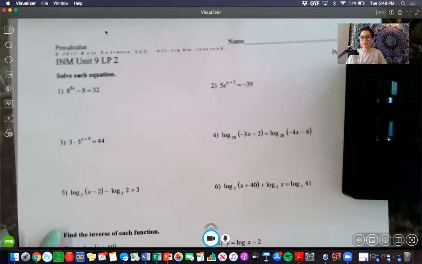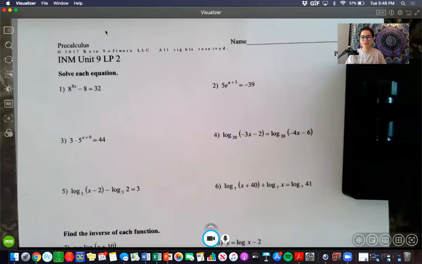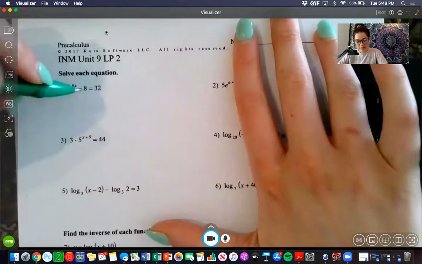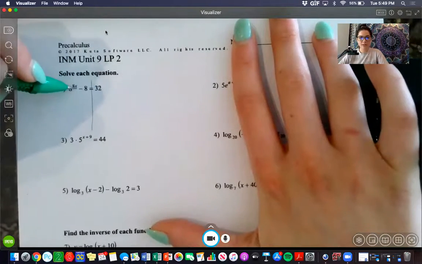I know that we don't always need all of them, but with virtual instruction, you can't tell me what you need and what you don't need. So I'm going to start. I'll draw my line. Here's my x. So I am trying to get that all by itself.